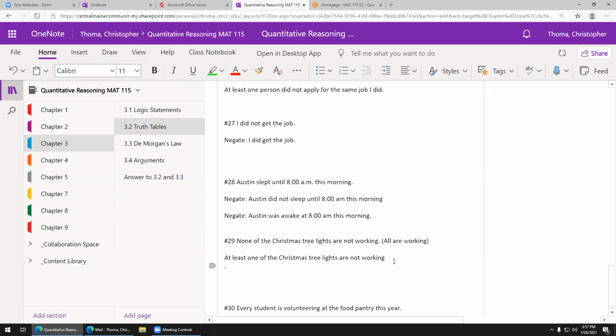Catherine said, let me write hers out so everybody can see it. I guess everybody can see it in the chat, but I'll still write it out. One or more of the lights are not working. Perfect. Yep, that would be a good one. I actually like that one better than the other one.